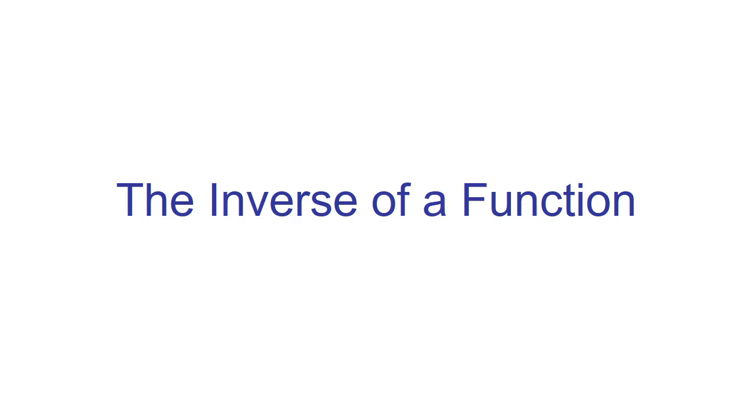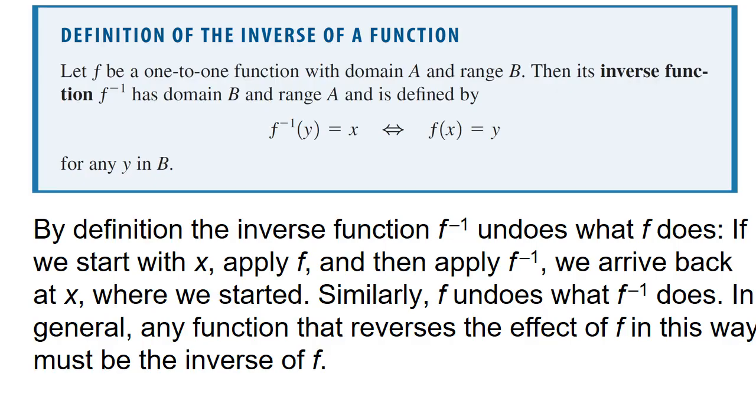The inverse of a function. Definition. Let f be a one-to-one function with domain A and range B. Then its inverse function has domain B and range A and is defined by f inverse of y equals x, which is equivalent to f of x equals y for any y in B.